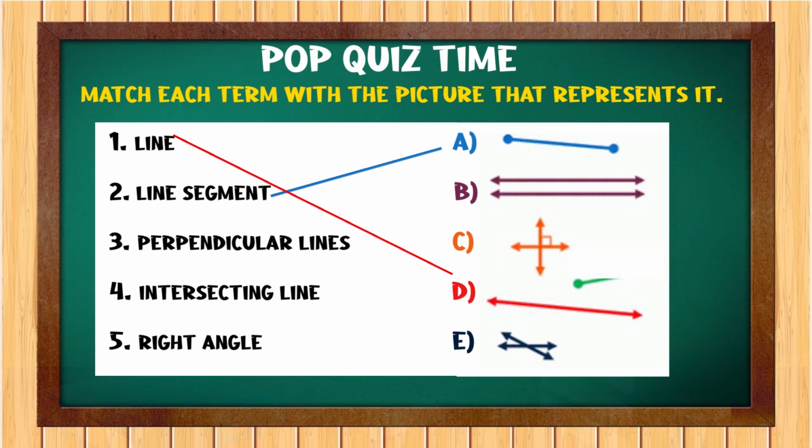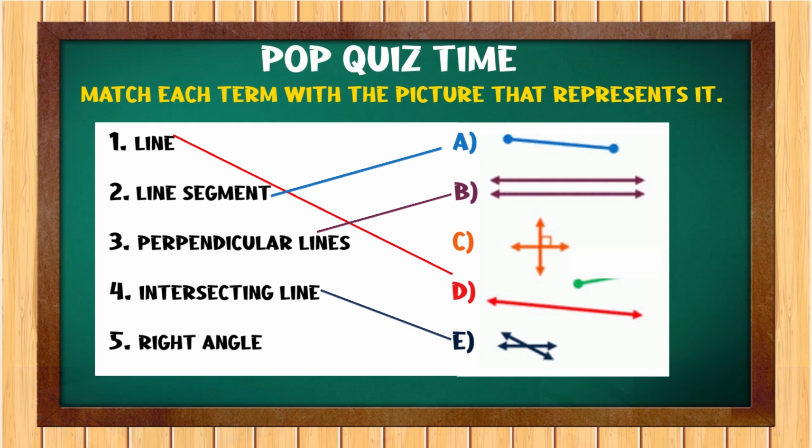Now for the third one, which is perpendicular lines, remember perpendicular lines are two lines that run in the same direction, but they never meet. So we're going to match that terminology to the burgundy or the deep red photograph. The fourth one, which is intersecting lines, we're going to match that term to the dark blue photograph. Notice the lines are intersecting, looking like an X.